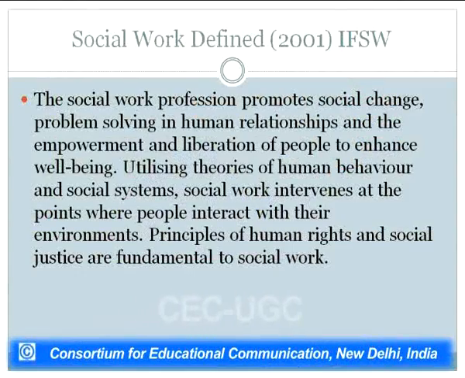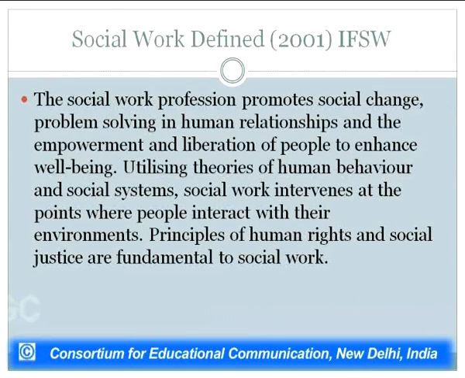The latest definition of the social work profession, which the International Federation of Social Workers gave in 2001 and which is also in the process of change, gives an interesting turn to the whole definition of social work. If I just read the definition, it says that the social work profession promotes social change. That means the first designated objective is the promotion of social change, problem solving in human relationships, and the empowerment and liberation of people to enhance well-being. So people's well-being is the ultimate objective.